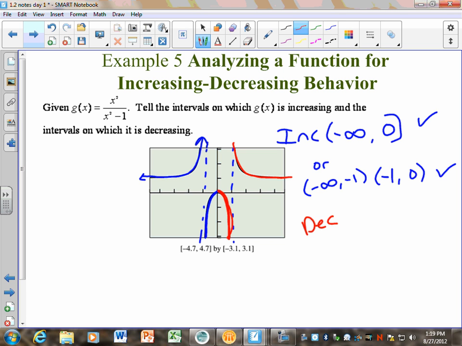Maybe, it's pretty steep there. But I think we could say it's decreasing from 0 to infinity. Or, like Sean said, we could say from 0 to negative, no, this one would be to positive 1, right? And then from 1 to infinity, because you're not including that asymptote, which is totally okay to do that way. There's definitely one on your homework like this. We'll come back to that tomorrow.